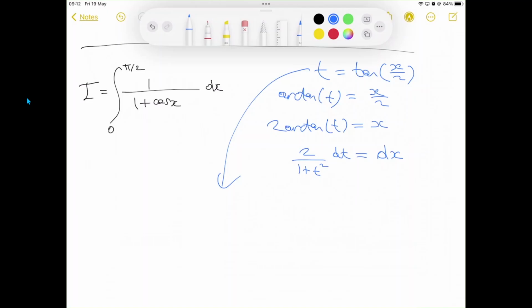Give me a little second. I'm just changing my setup. Okay, now it's better. Yes.